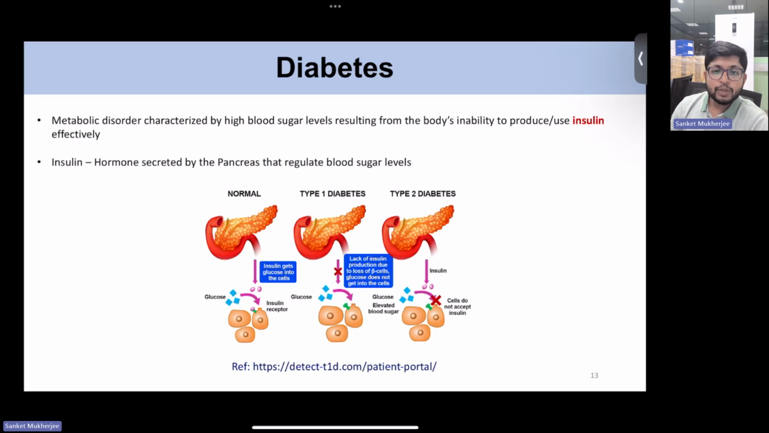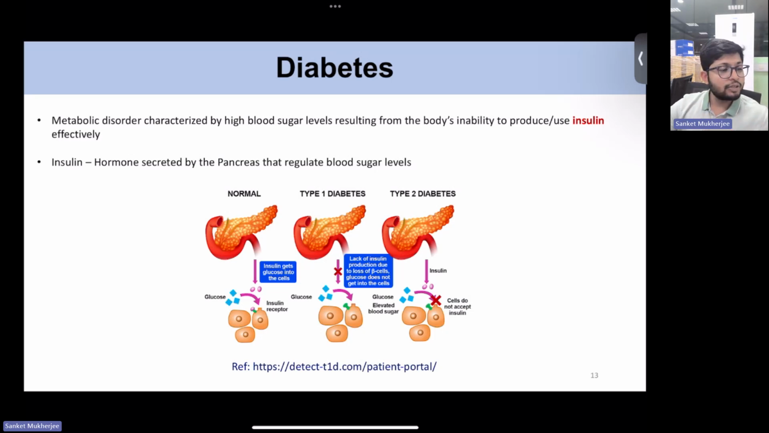Type 1 diabetes, where sufficient insulin is not produced by the beta cells because they are lost or damaged. However, in type 2 diabetes, insulin is produced, but the cells are not receptive to insulin. Right? These are the two types of diabetes.